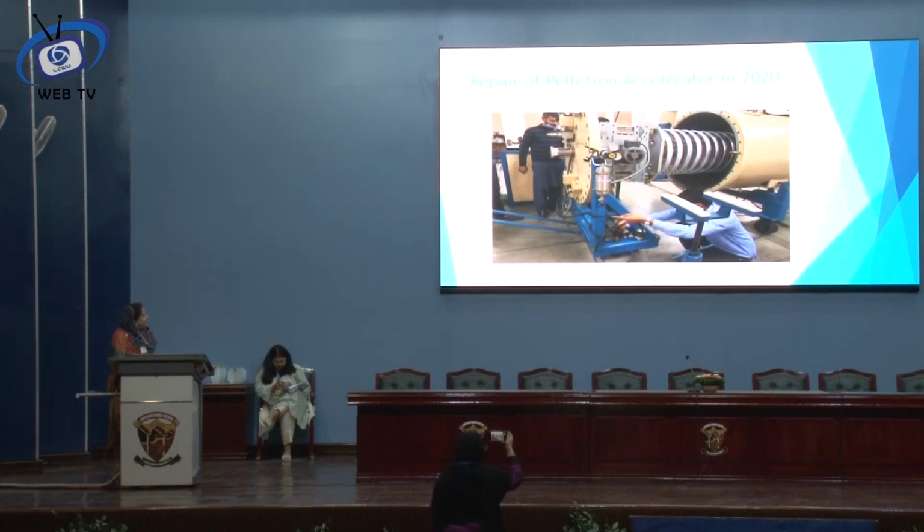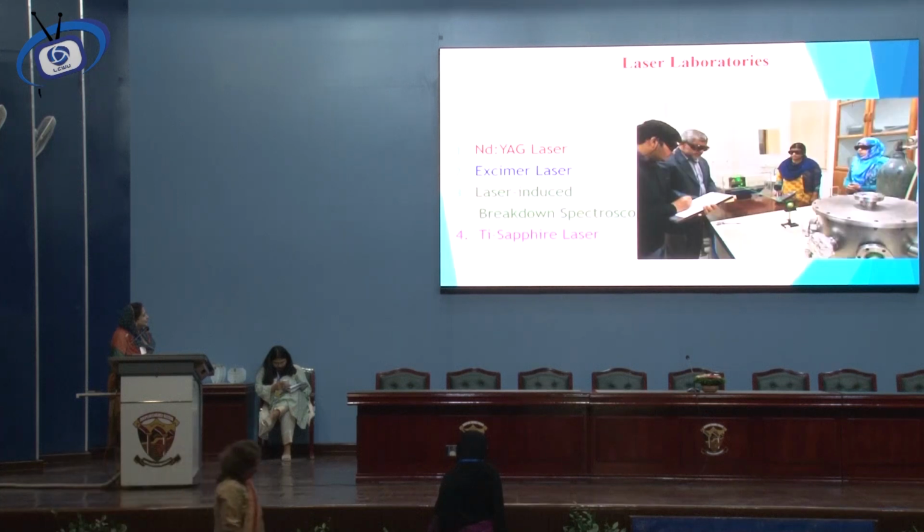So in 2020, it was not functioning well, and with the collaboration of Kahuta Research Laboratories, we opened the whole tank and again repaired it. It was a brave step, and by the help of Allah, now it is working successfully.